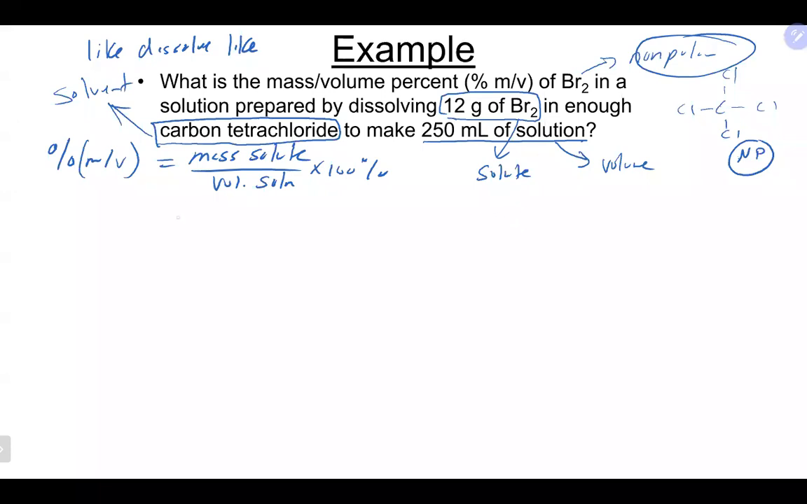In this case, we actually have everything we need the way we need it. We should just put it in. So 12 grams divided by 250 times 100%, and it's 4 point something, I think.